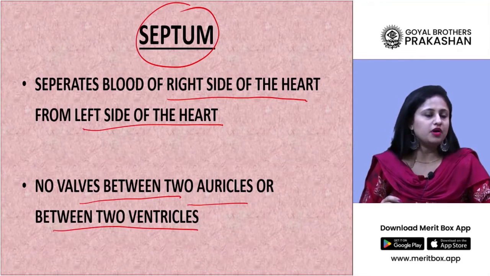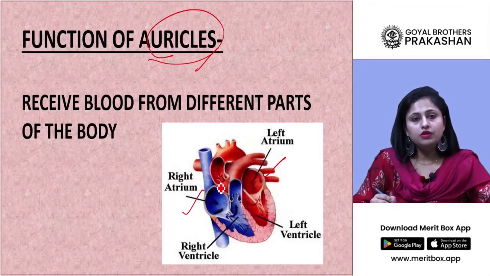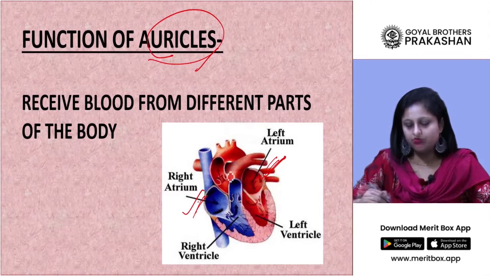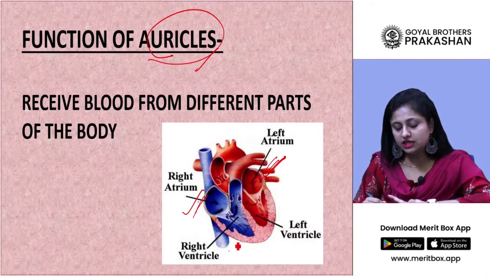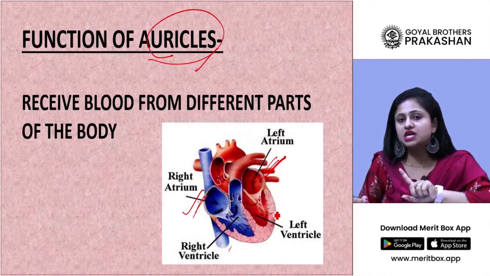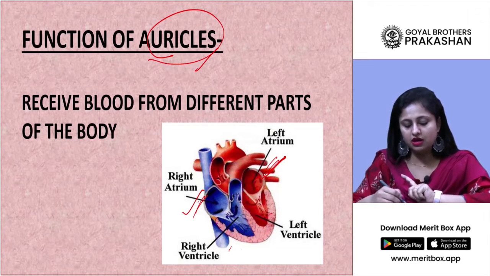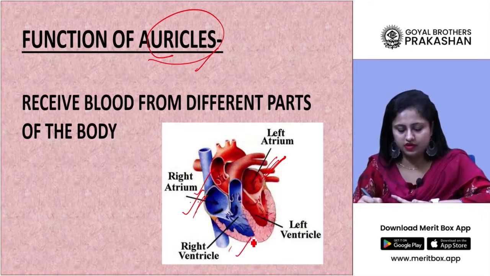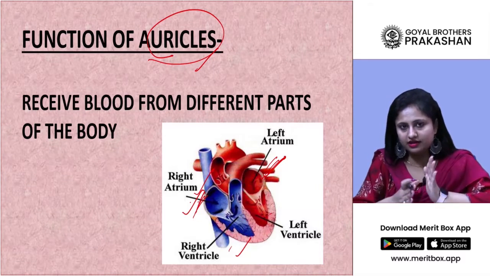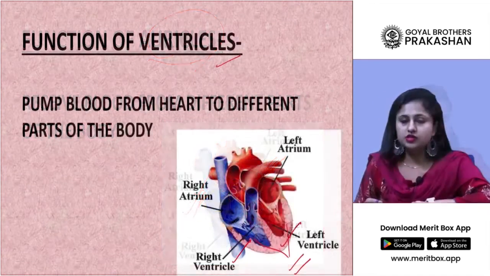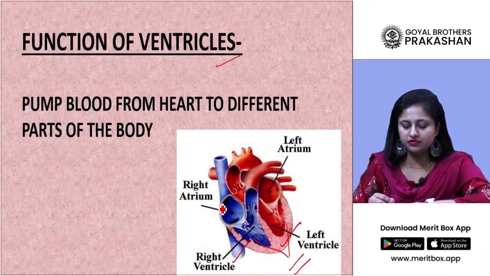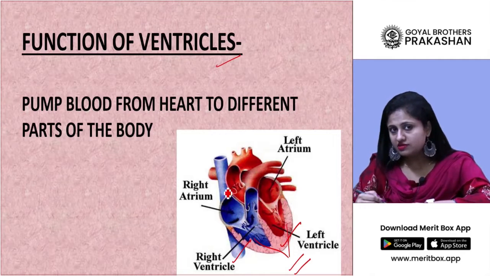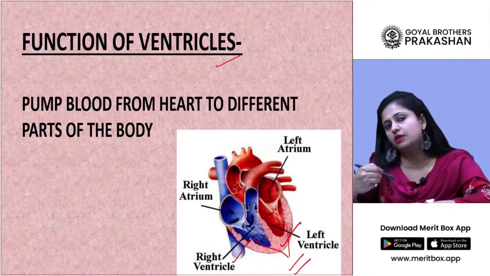Let me show you with the help of a diagram. So no valve is present between these 2 atrium. No valve is present between these 2 ventricles. Valves are always present between an atrium and a ventricle, right? Here and here, not like this and this. So basically septum is present between 2 atrium and 2 ventricles, and valves are present between 1 atrium and 1 ventricle.